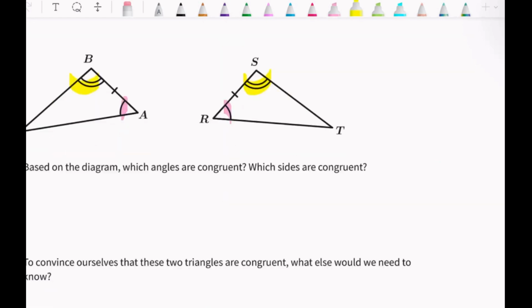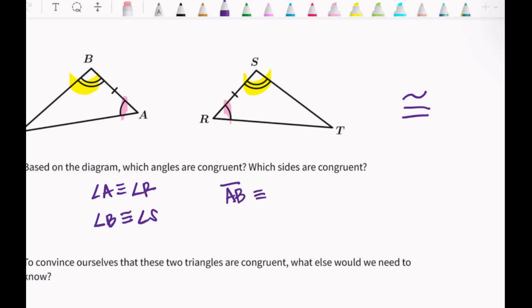So here I'm going to say angle A is congruent to angle R. Congruent is this symbol. It looks like an equal sign with a hat on top, and it has a curl. Sometimes I write it so fast that it looks like three bars. I also know that angle B is congruent to angle S. And I know that AB, notice it has a hat on, is congruent to side RS with a hat on. So that's saying those two angles are congruent and those two sides are congruent.